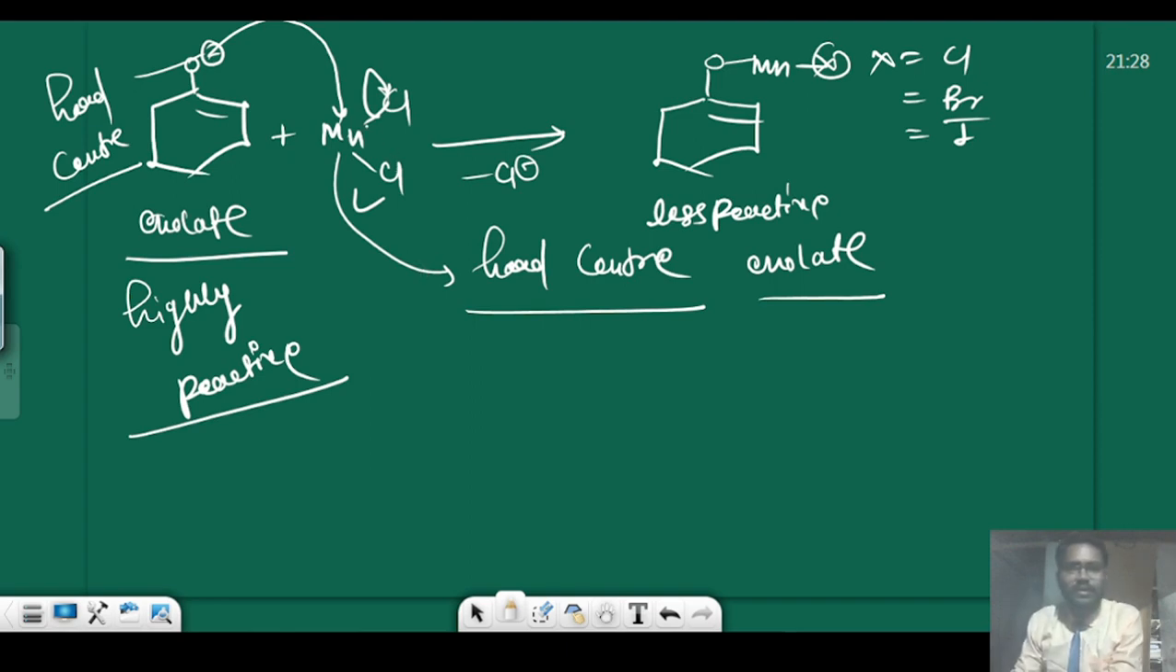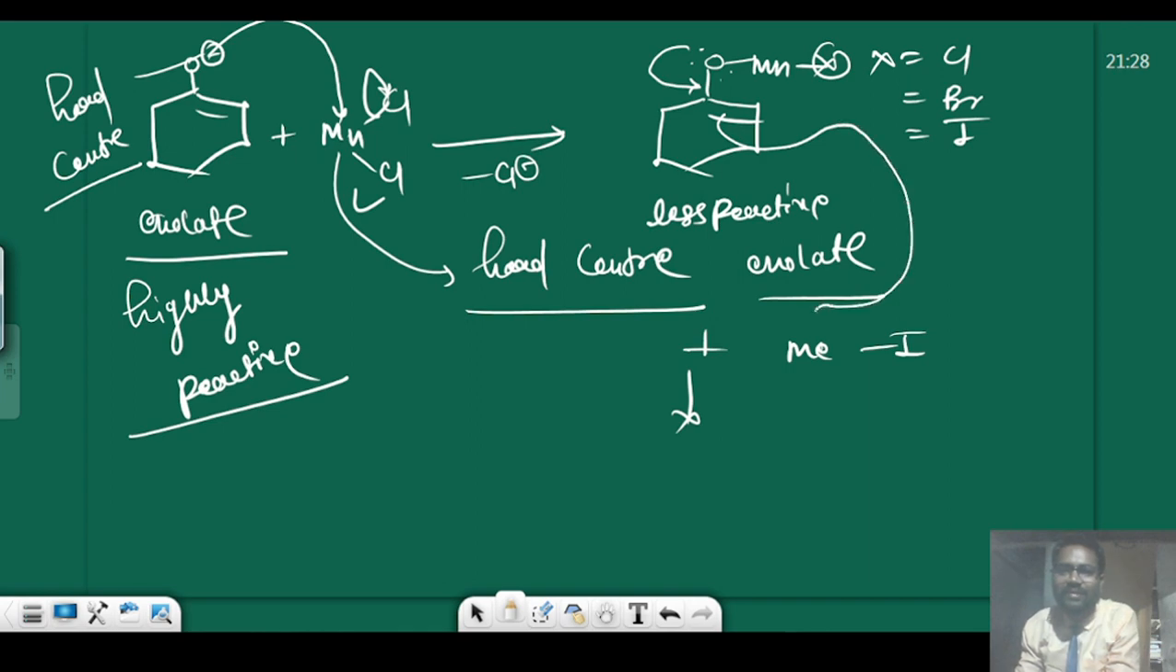Okay, so after formation of this less reactive enolate, that is the manganese coordinated enolate, we need to react it with methyl iodide. When we do the reaction of this enolate with the methyl iodide, what will happen? Simply the lone pair which is present on this particular oxygen will come back like this, and this will attack on this electrophilic center, and iodide will leave out from the reaction.